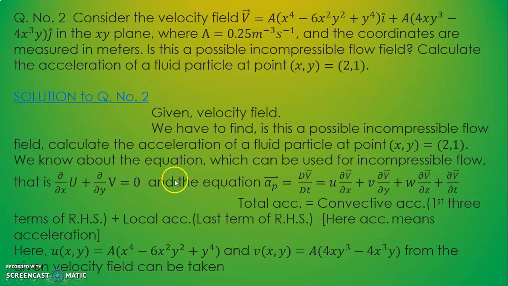So coming to question number 2, we consider the velocity field capital V vector is equal to capital A into x to the power 4 minus 6 x square y square plus y to the power 4 i cap plus capital A into 4xy cube minus 4x cube y j cap in the xy plane, where capital A is equal to 0.25 per meter cube second inverse and the coordinates are measured in meters. Is this a possible incompressible flow field? Calculate the acceleration of a fluid particle at point x, y is equal to 2, 1.